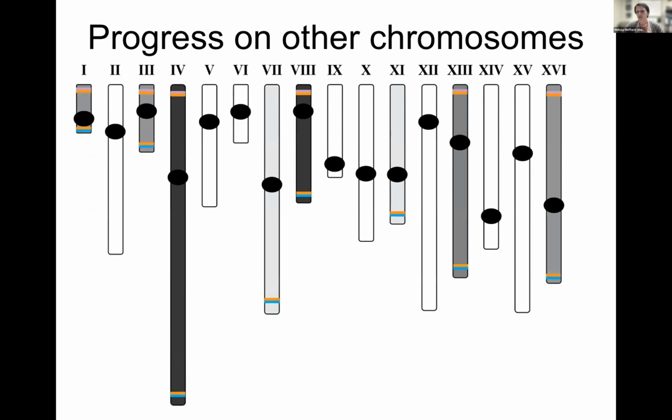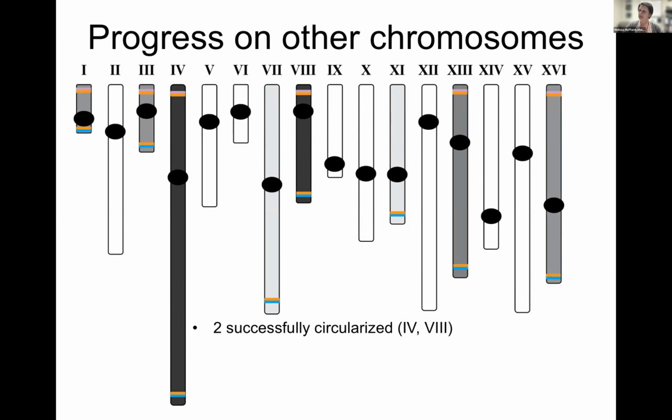Chromosome 4 is not the only chromosome that the lab has been looking at, though it's the one that we've gotten the farthest on. So here I have the 16 chromosomes in yeast lined up with their relative sizes indicated. We just on Monday this week confirmed that we have successfully circularized a second chromosome, chromosome 8. So these two circularized chromosomes are indicated in dark gray.